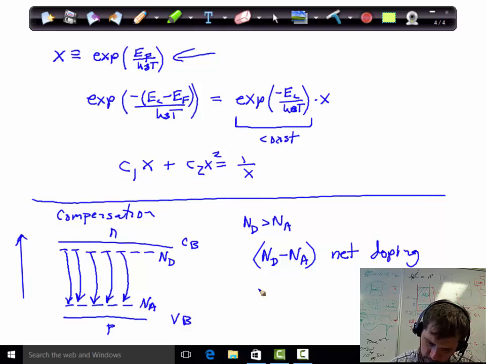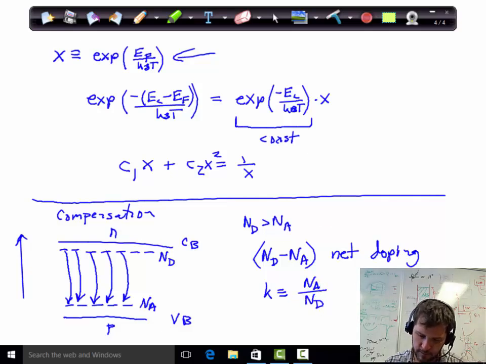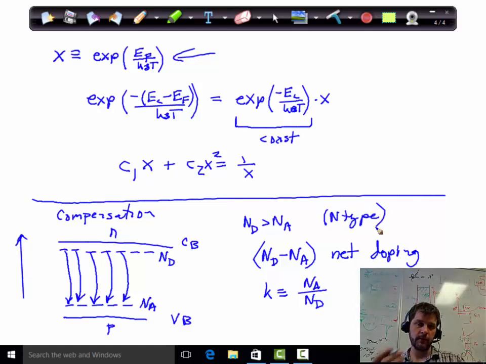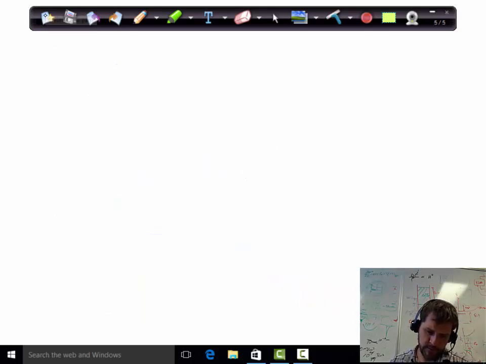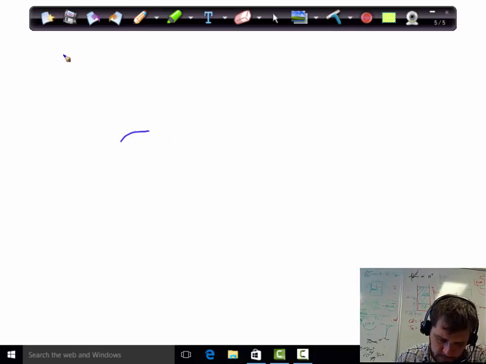And then we can define something called the compensation ratio, which is usually given the symbol K, and that's defined as NA over ND, in this case where it's a net N-type. Of course, that compensation ratio would be ND over NA if it was net P-type. So the charge balance in this case is a little more complex, and I'll just write out the charge balance equation.